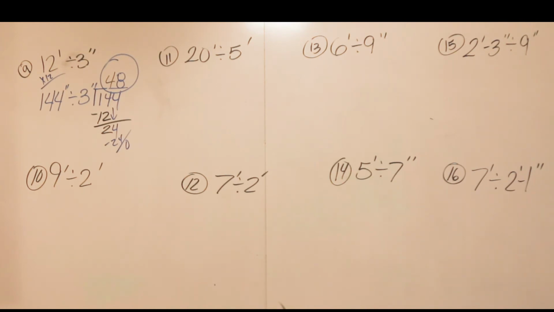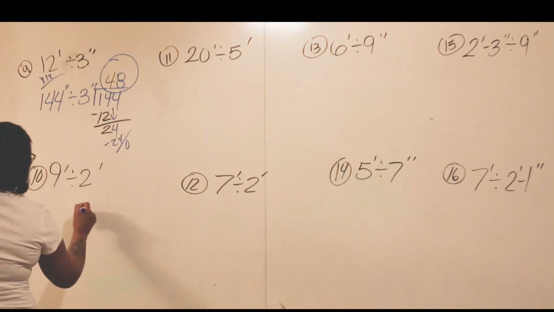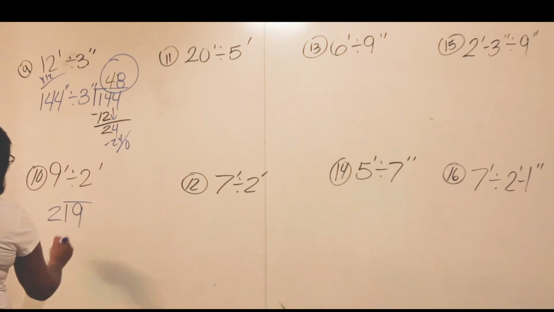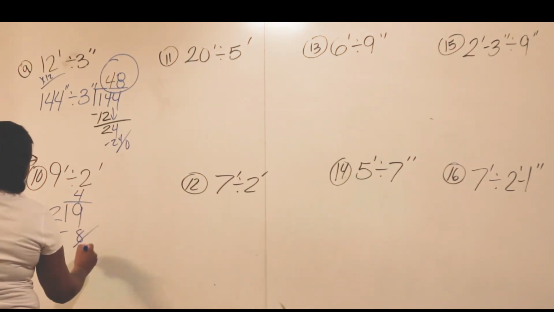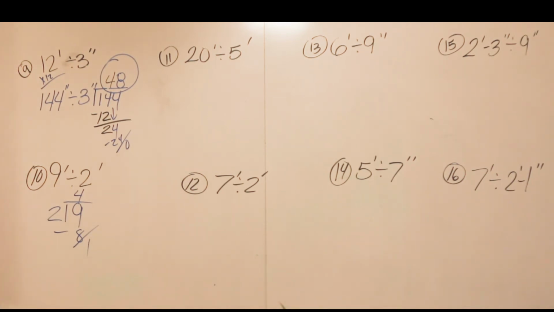Measurement divided by a measurement is a what? A regular number. So guess what? Because the measurements are the same, we just drop them. All this is saying is what's 9 divided by 2. That's all I'm saying. 2 goes into 9 how many times? 4 times. 4 times 2 is 8. We take 8 from 9, and it leaves us with 1.